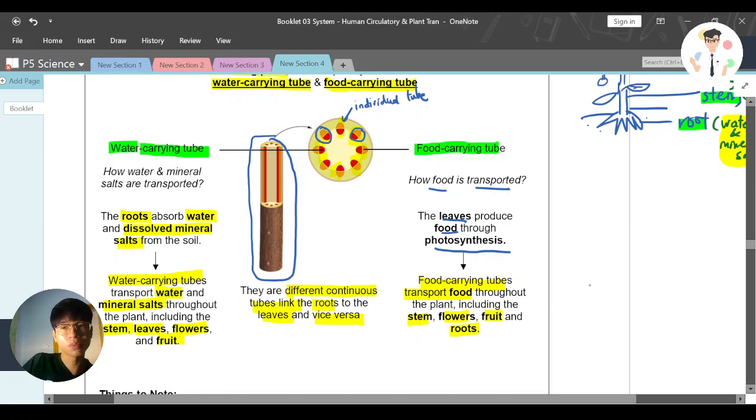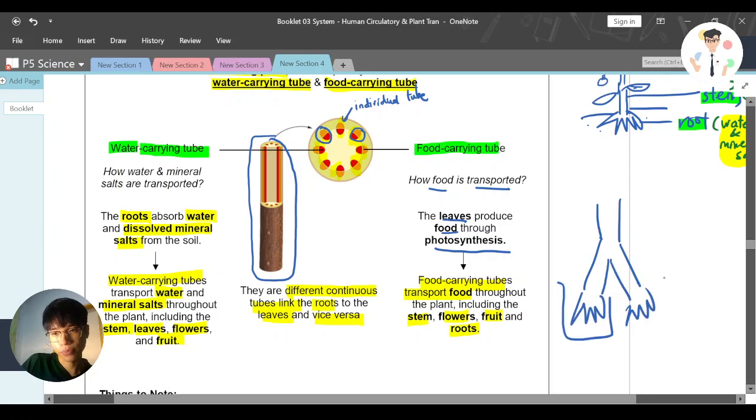Okay. Now later on you'll be seeing a question like this. Maybe I'll do this. This is a stem. I cut it into two different parts. Maybe this is the root, this is the root. Then I put water inside this part. Okay. And for example, I put blue color water here and red color water here.